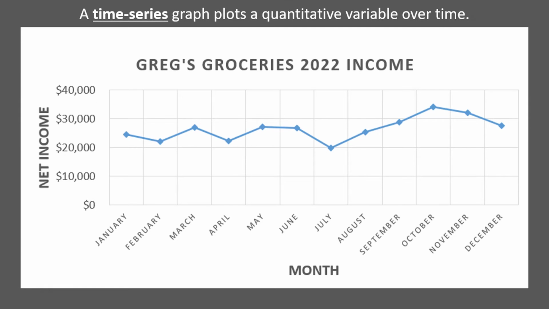Finally, we have time series graphs, which plot the value of a quantitative variable over time. Here we have an example that plots income data of a grocery store for each month of the year. The horizontal axis represents our unit of time, in this case months, and the vertical axis represents the quantitative variable, in this case net income.